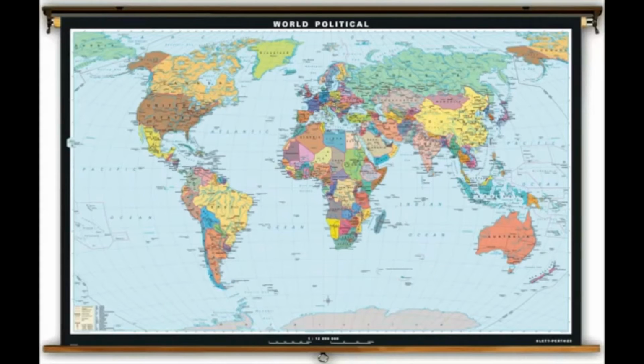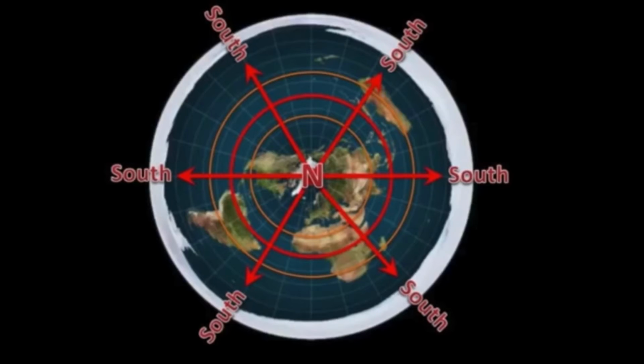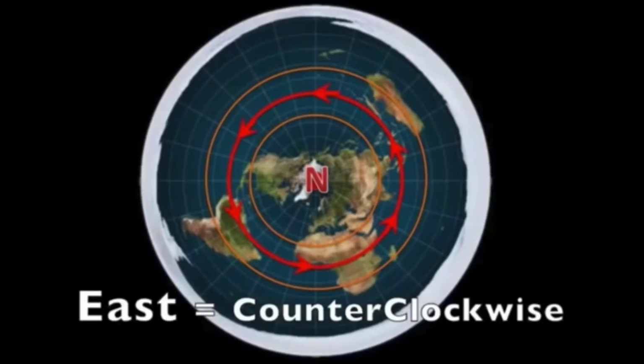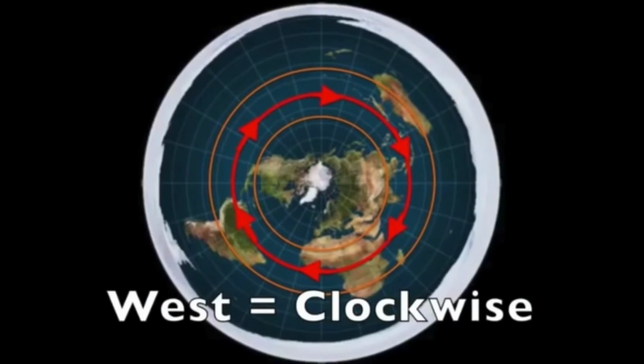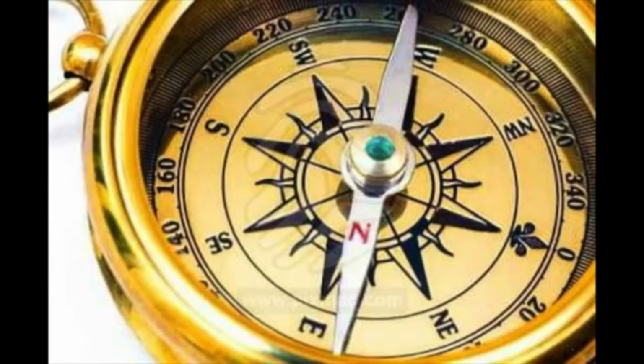And guess what? You won't do it, because if you teach kids the azimuthal map, they're going to realize the truth. And that's why you continue to use these bullshit rectangular flat maps with the west on the left and the east on the right. You don't teach kids how it really works. You don't teach kids that east is counterclockwise and west is clockwise. You don't teach kids how compasses work. You don't teach kids anything useful.